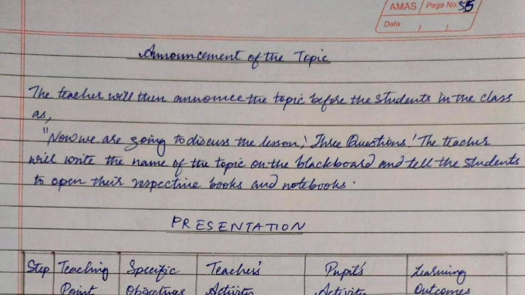Next we come to the part called the announcement of the topic. Here I have written, the teacher will then announce the topic before the students in the class as, inverted comma, now we are going to discuss the lesson 3 questions. The teacher will write the name of the topic on the blackboard and tell the students to open their respective books and notebooks, inverted comma close.